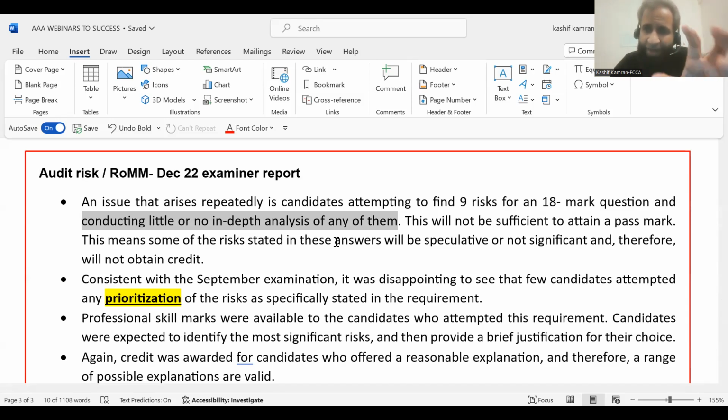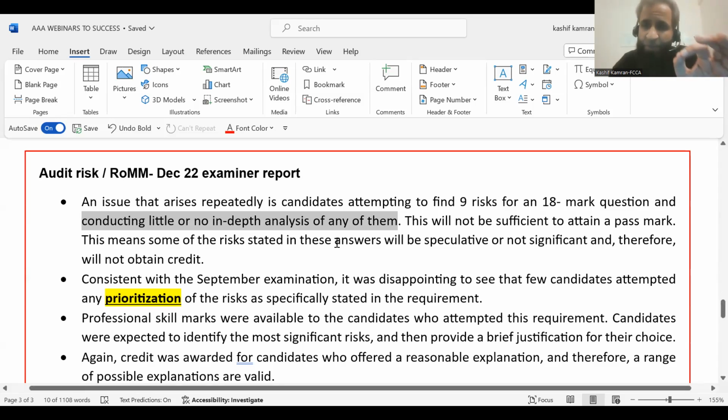So technically, you're writing 5 audit risks or ROM, which are written in depth. Not just writing any risk which is hypothetical or speculative, but finding the risk from the case study, and finding a risk which exceeds the materiality threshold of $3.6 million.